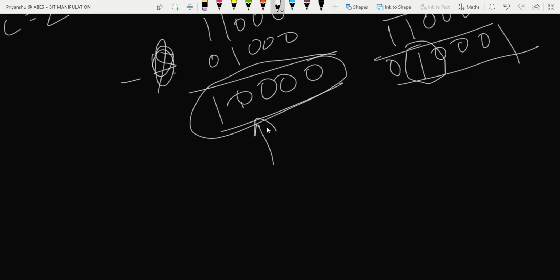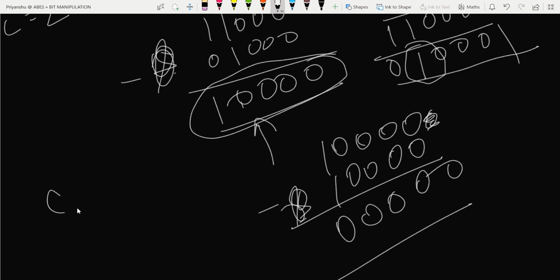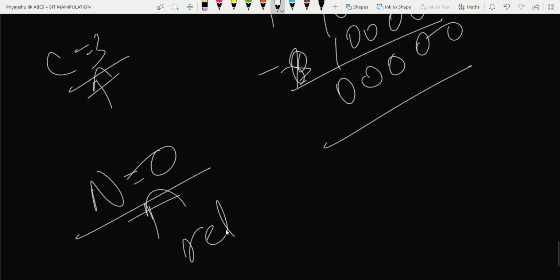We again check, has our n value reached 0? No, it hasn't reached 0. So what we can do is again calculate the rightmost set bit value for this. So it would be this one only. We AND it, sorry, we subtracted 0, 0, 0, 0. Count would be 3, and now our n value has reached 0 and we return the count.